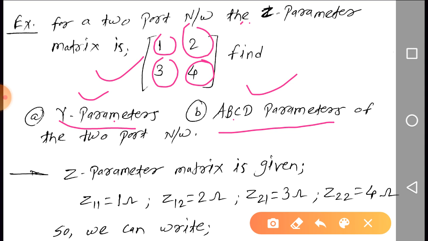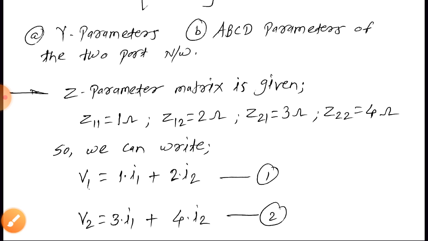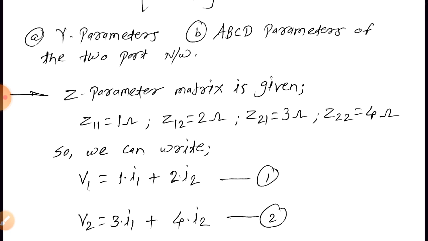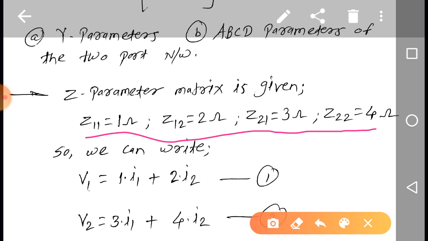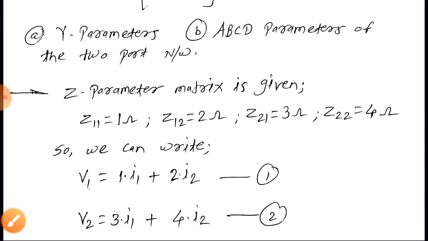Now they have given the Z parameters, Z11, Z12, Z21 and Z22. From this matrix, can we write the characteristic equations of the given two-port network? Yes, the Z parameters give the expressions for V1 and V2 in terms of I1 and I2. So V1 is equal to Z11 into I1 plus Z12 into I2, and V2 is equal to Z21 I1 plus Z22 into I2. Consider these as equation 1 and equation 2.